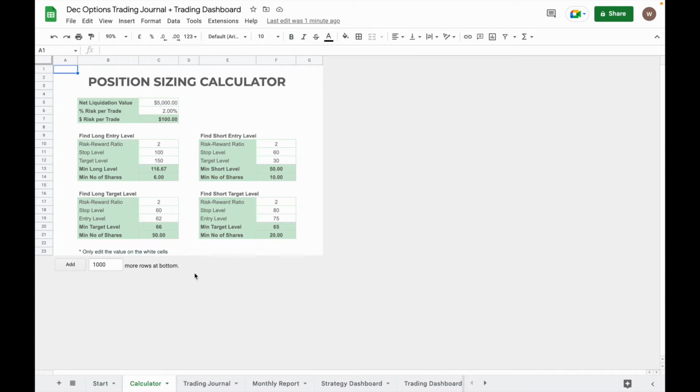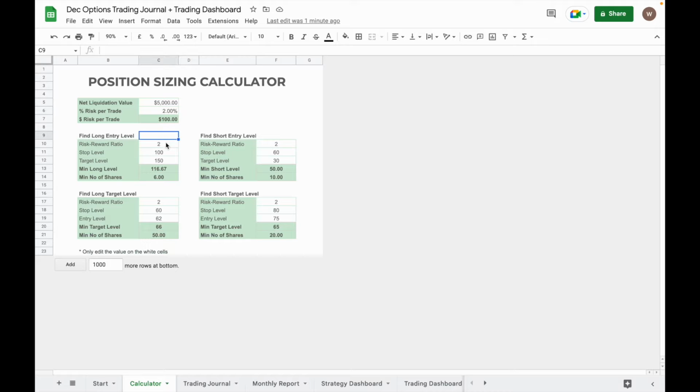Next, there's a calculator provided here to help you calculate the position sizing of your trade. For example, my account net liquidation is 5,000 and I'm going to risk 2% of my account capital for a trade. It will calculate for me the maximum amount of money that I will risk in one trade. In this case, I risk 2% for my $5,000 account. It means that the maximum amount of money I will risk for one trade is $100.